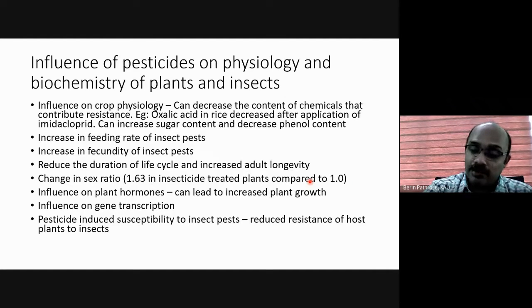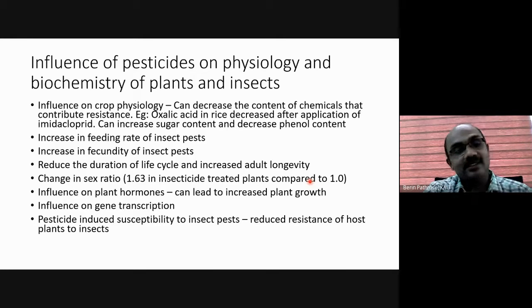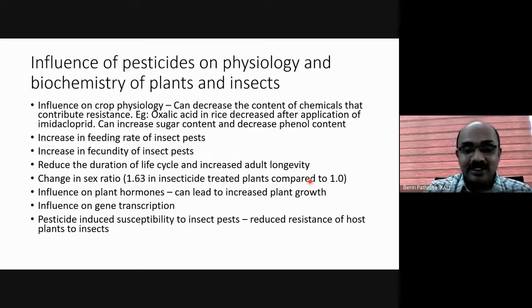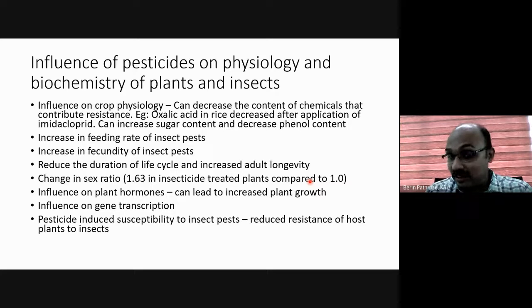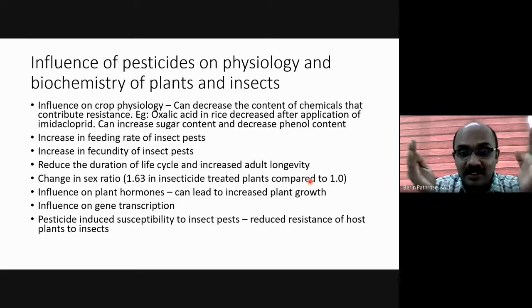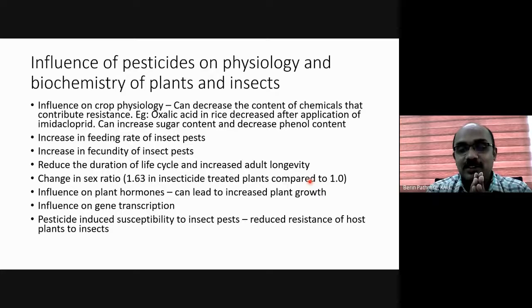Sometimes the pesticide spray can increase the feeding rate in the insect pest. That means insects may feed more, that means damage more. There can be an increase in the fecundity of the insect pest. It can sometimes reduce the life cycle. That means if the insect was completing its life cycle in say 30 days, with the use of pesticide, it will complete the life cycle in 25 days. What will happen? More number of generations.